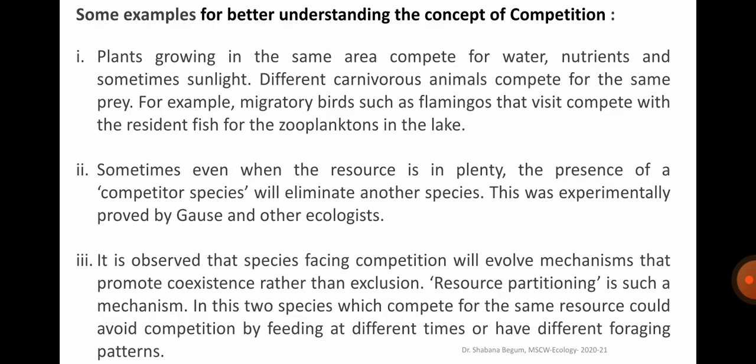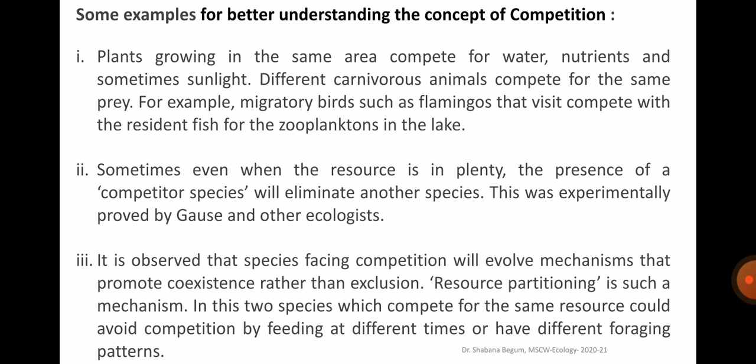Some examples for the better understanding of the concept of competition are: the plants growing in the same area compete for water, nutrients and sometimes sunlight. Different carnivorous animals compete for the same prey. For example, migratory birds such as flamingos that visit compete with the resident fish for the zooplankton in the lake. Sometimes, even when the resource is in plenty, the presence of a competitor species will eliminate another species. This was experimentally proved by Gause and other ecologists.